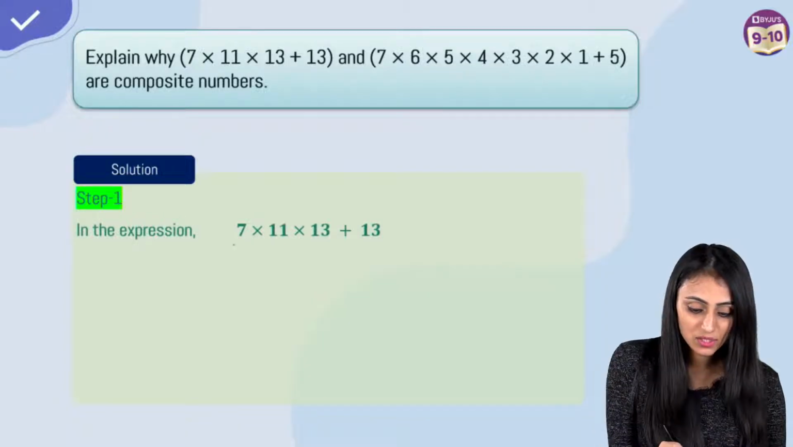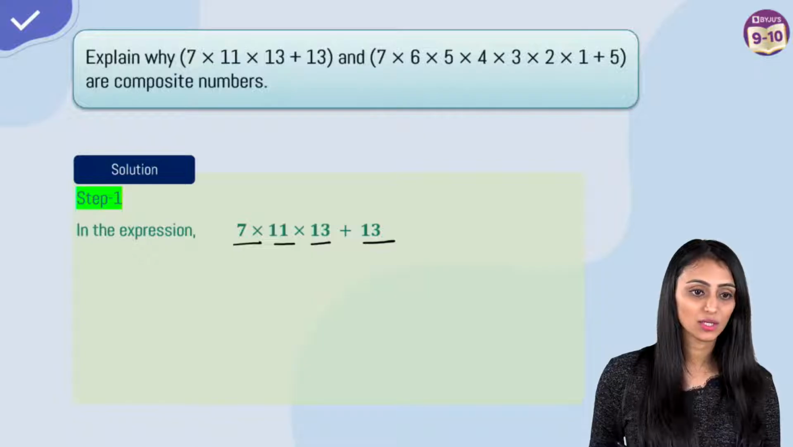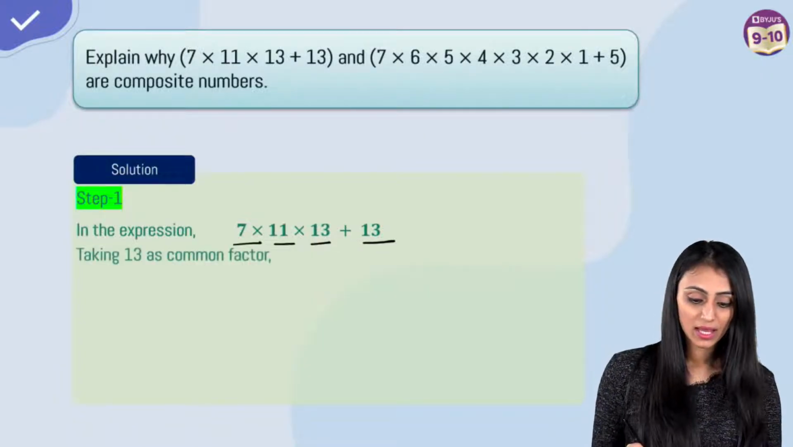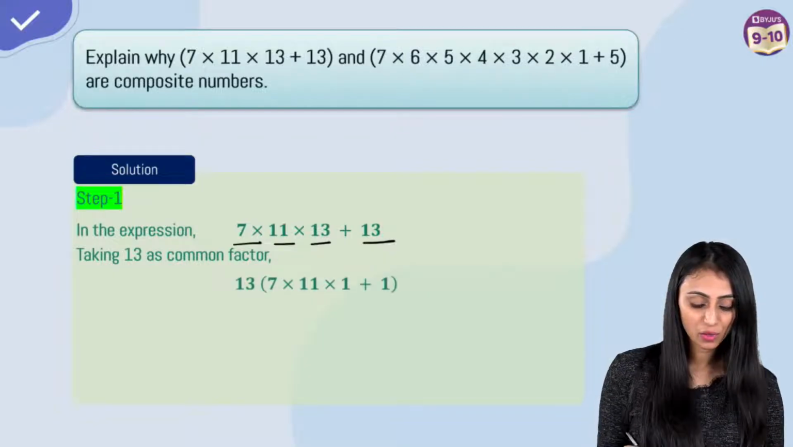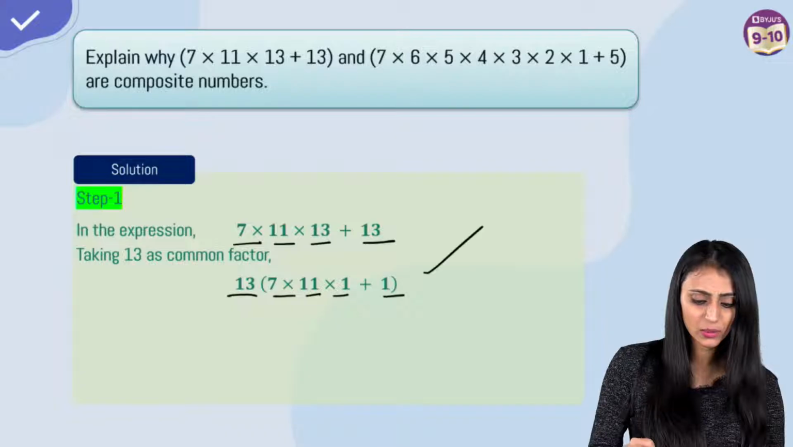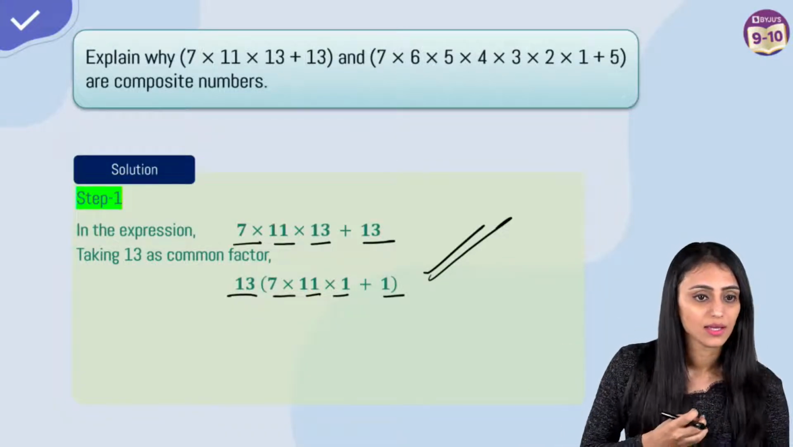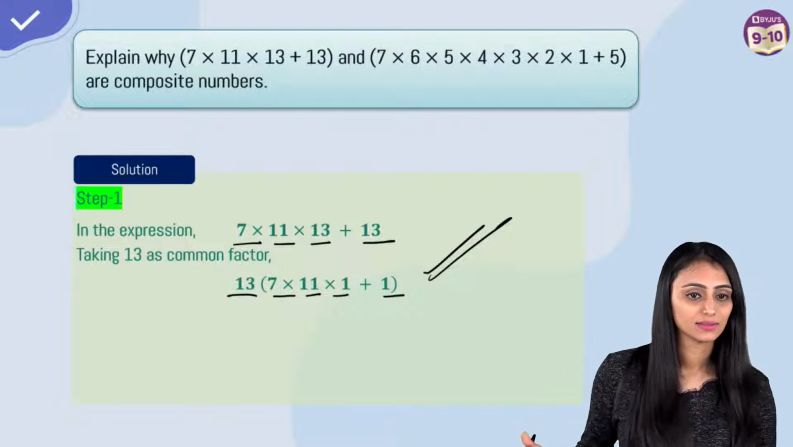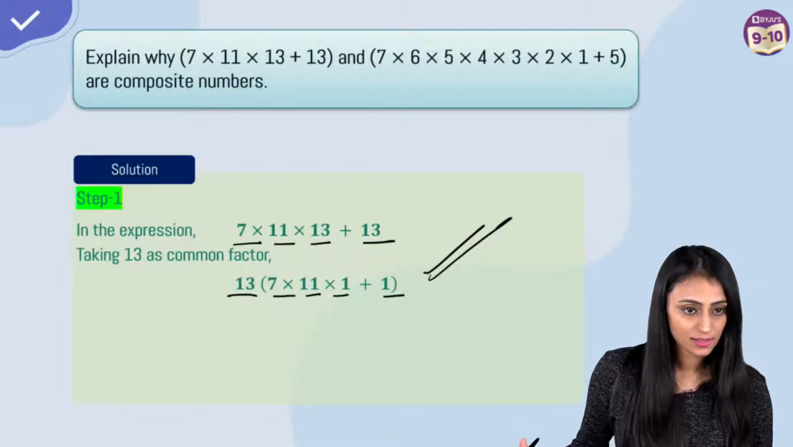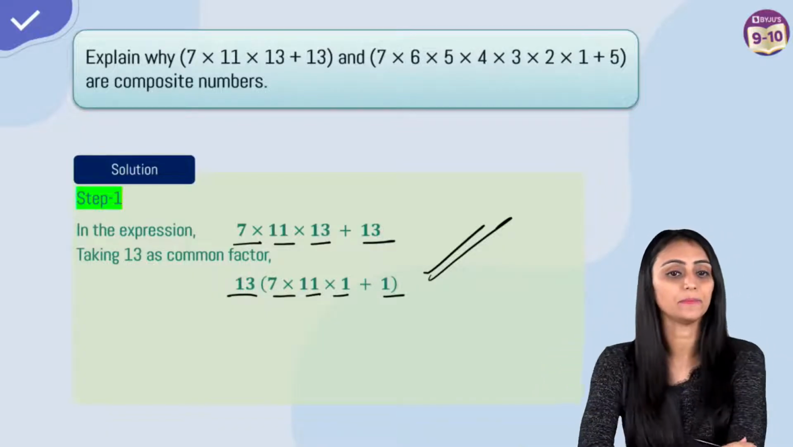If you look at this expression, 7 times 11 times 13 plus 13. Yes, Vishal, got it? Harshita? Alright, clear. So if I take 13 common from here, what do I get? 7 times 11 times 1 plus 1. Is this step clear to everyone? I am just taking 13 common from here. Yes, Tanvi? Yes, Harshita, right. This is just for your practice.